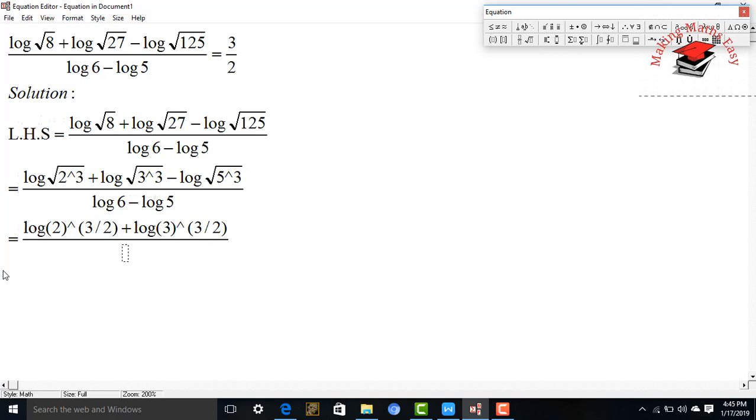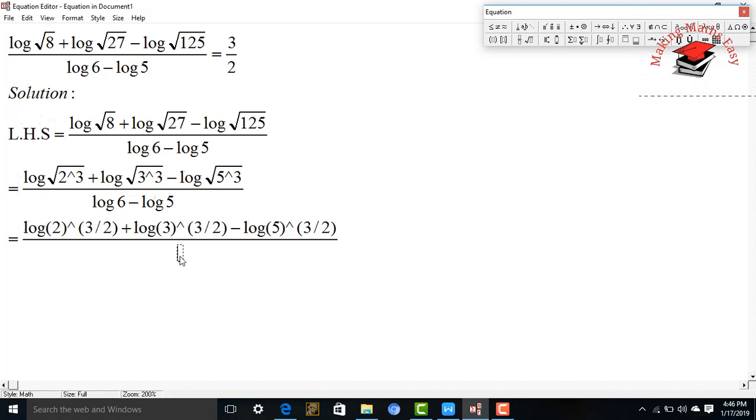So remember one thing, whenever there is a square root, the power becomes equal to 1 by 2. Whenever there is a cube root, the power becomes equal to 1 by 3. Fourth root, the power becomes equal to 1 by 4. In this case it is a square root, so the power I have used here is 1 by 2, and 3 is my 3 raised to 3. Here 3 is my 2 raised to 3. Now similarly minus log of 5 raised to the same 3 by 2.